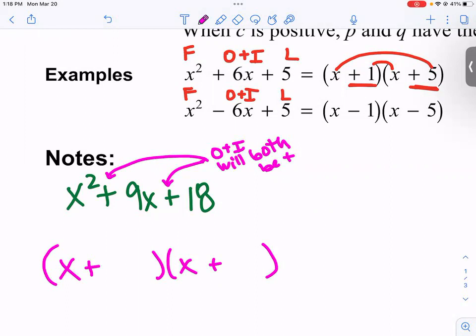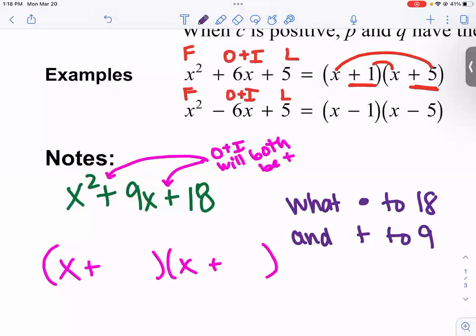So now we need to think of what number multiplies to 18 and adds to be 9. Remember, this is our O plus I. So I need two numbers that add to be 9, but they also need to multiply to be 18. 6 and 3. Okay, so you're saying 6 times 3 equals 18, and 6 plus 6... I mean 6 plus 3 equals 9.